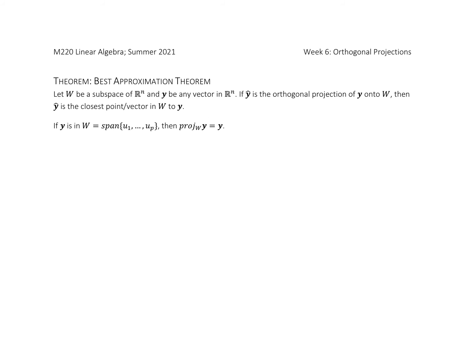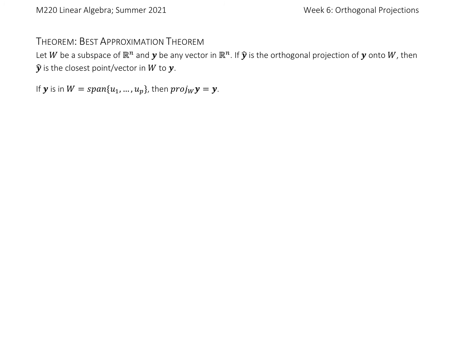Last little bit here. This last theorem is kind of intuitive, I think, but maybe not. It's called the best approximation theorem because sometimes we need our vector to be in our subspace, but it's not in our subspace. So we use the best approximation of it, and the best approximation of y in our subspace is the orthogonal projection of y into our subspace.